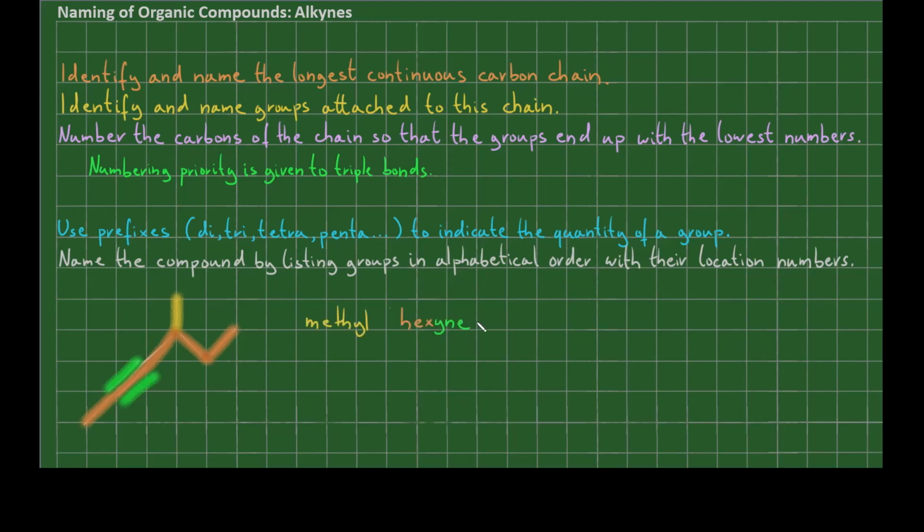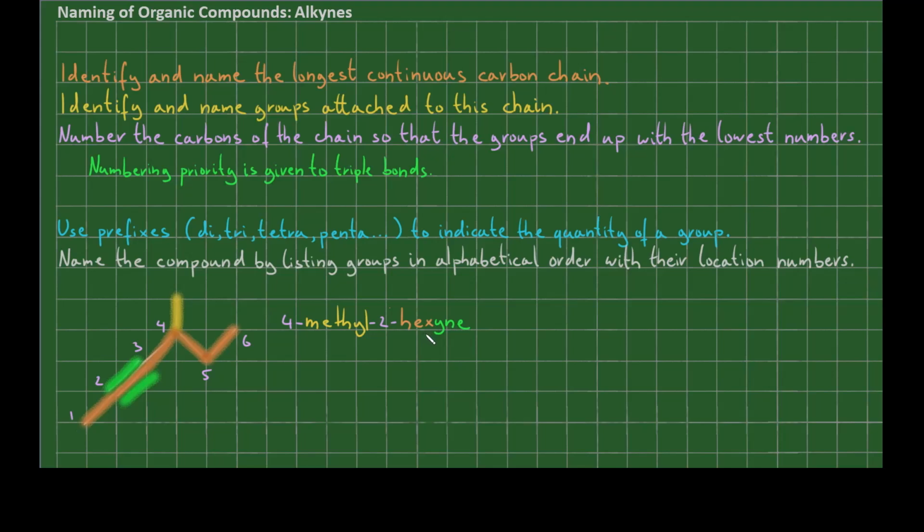In order to give the exact locations of the methyl and the triple bond, I need to number the carbons. Once again, I need to make a decision. Do I number it from left to right, or do I do the numbering from right to left? Well, based on the guidelines, I am told that the numbering priority is given to the triple bond. So in this case, I'm going to number the chain from left to right. This means that the methyl is on carbon number 4, and the triple bond starts with carbon number 2.